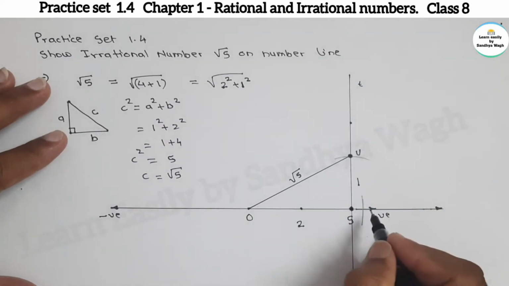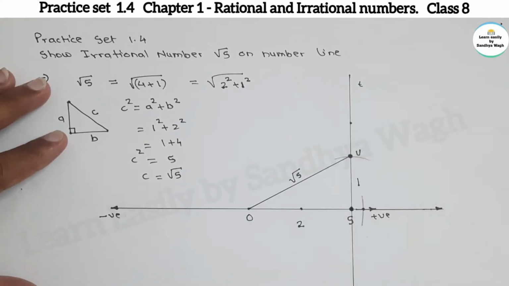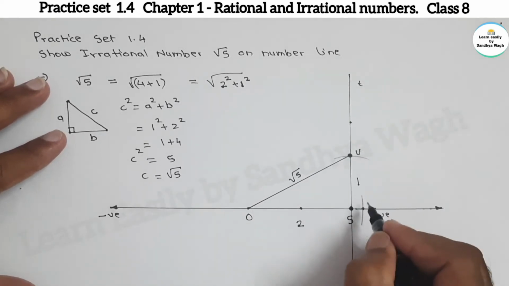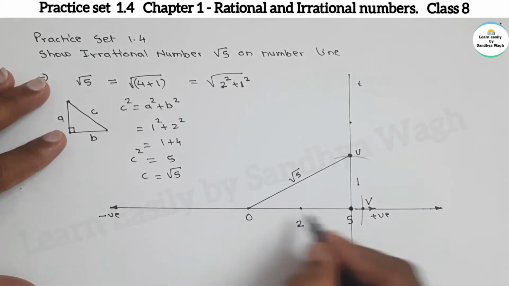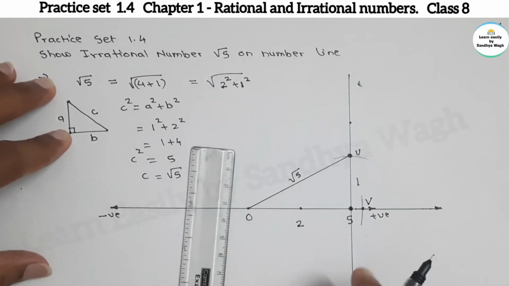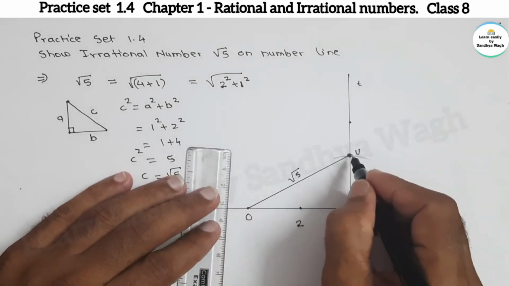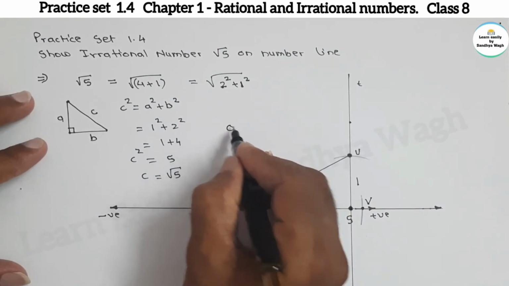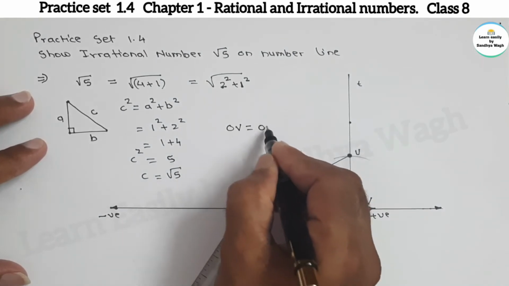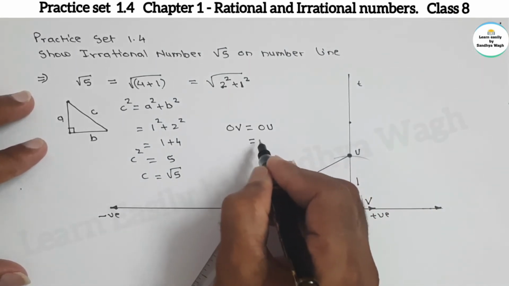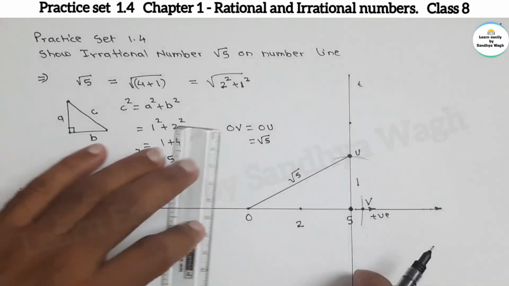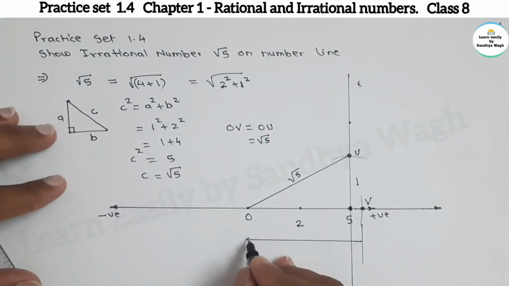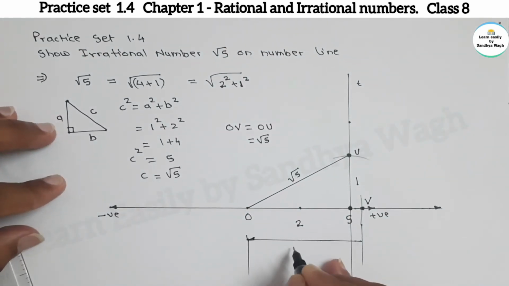Intersecting point. This distance, let this point be V. So OV, this OV distance is similar to OU. OV equal to OU, that is equal to root 5 distance. Root 5 units. So this distance is root 5.